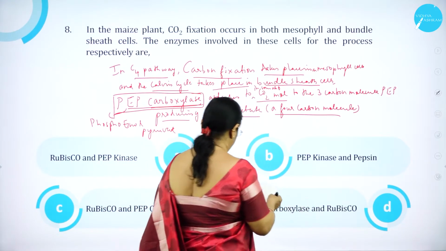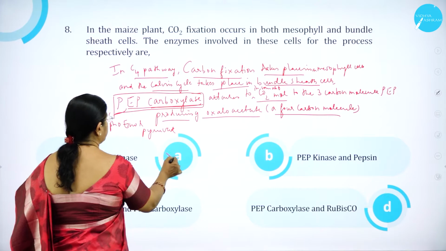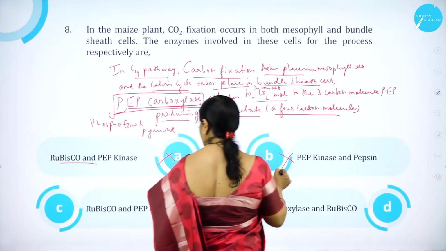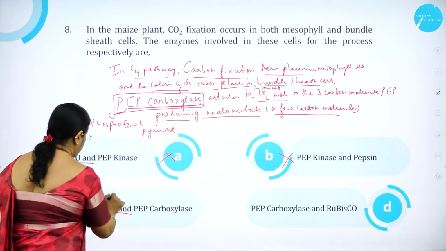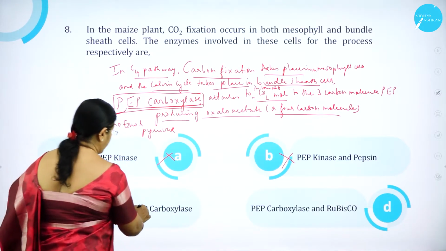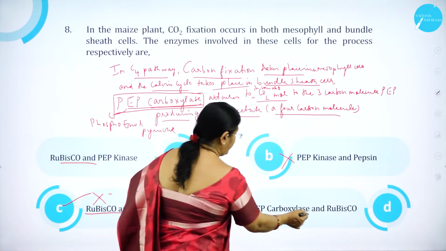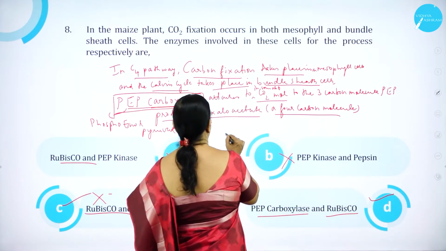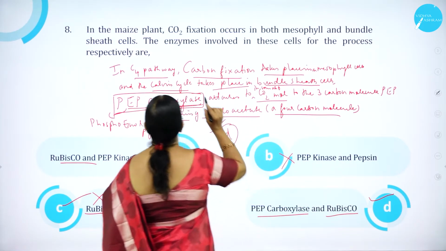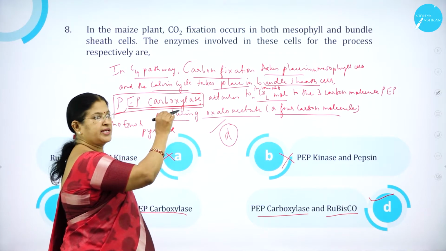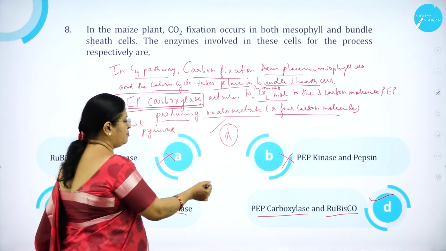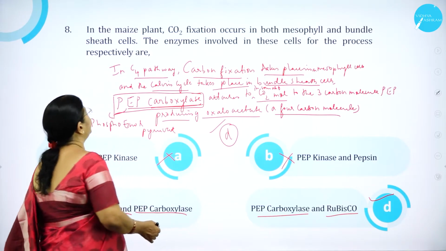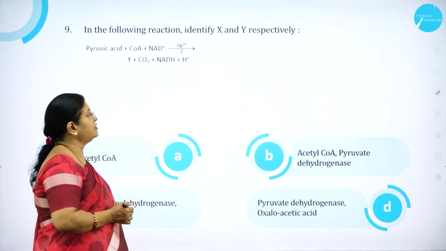Options: Rubisco and PEP kinase, Rubisco and PEP carboxylase, PEP carboxylase and Rubisco. Here Rubisco first, wrong. First should be PEP carboxylase. Here also it is wrong. Here also it is wrong. Here PEP carboxylase and Rubisco. That is option D, correct. The enzymes involved are phosphoenol pyruvate carboxylase and Rubisco. Option D. Moving on to question number 9.